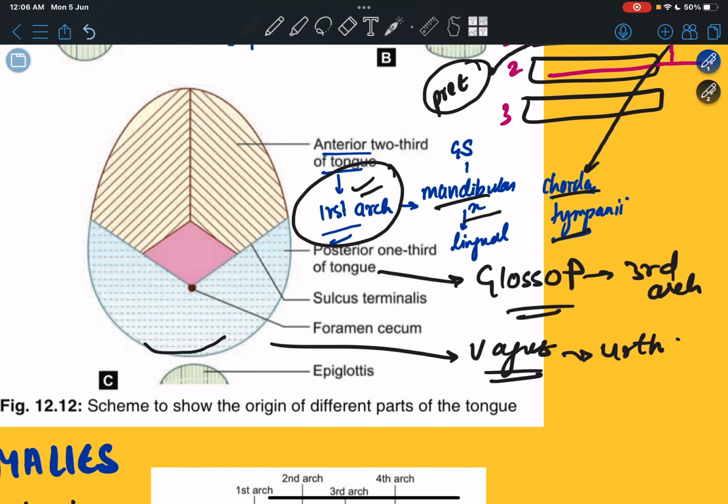In some books you can see superior laryngeal nerve as the nerve of the fourth arch, but that in itself is a branch of the vagus nerve, so anything could do. Either you say superior laryngeal nerve or you say vagus. Either of them is correct for the nerve supply of the posterior most part of the tongue, or the extreme posterior part of the tongue. So that's all for the nerve supply.